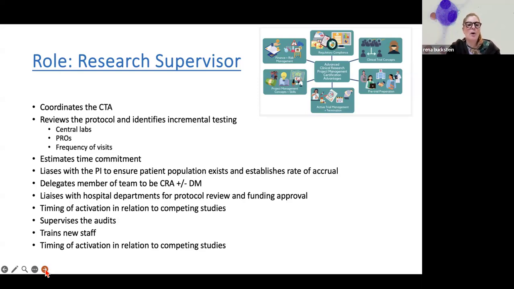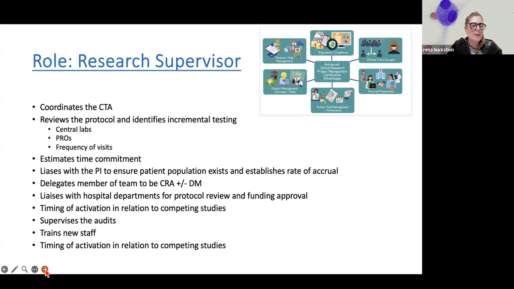He or she will review the protocol and identify all incremental testing above and beyond normal standard of care. And that's because the hospital demands that you reimburse them for anything incremental over standard of care. So that may be certain labs done at a frequency that's not normally done, the cost of shipping labs for central review, the patient-reported outcome completion, which is not standard of care, pregnancy tests, ECGs, chest x-rays, and so forth. And also any incremental visits part of the study that would be above standard of care have to be reimbursed and has to identify that for the budget creation.